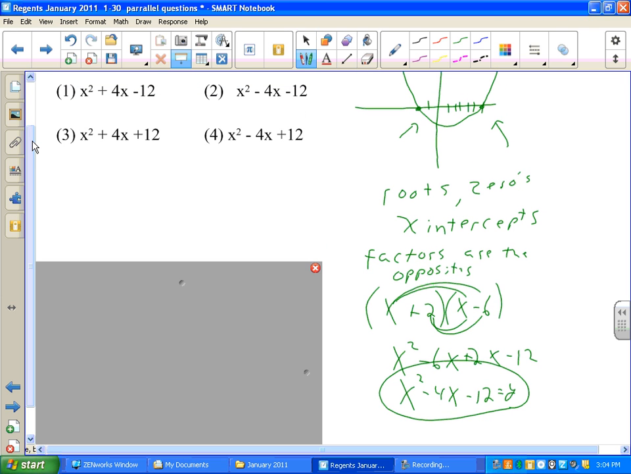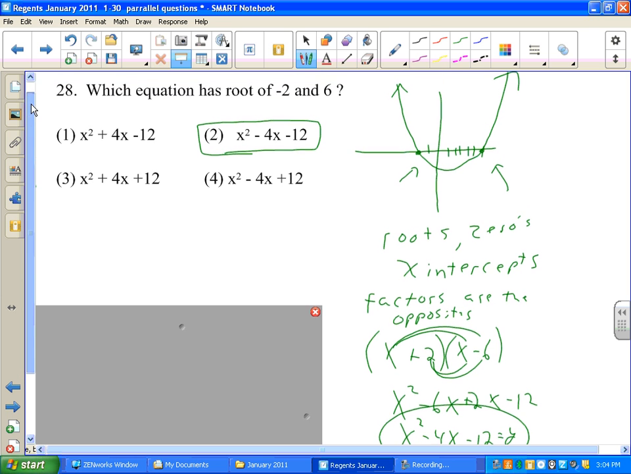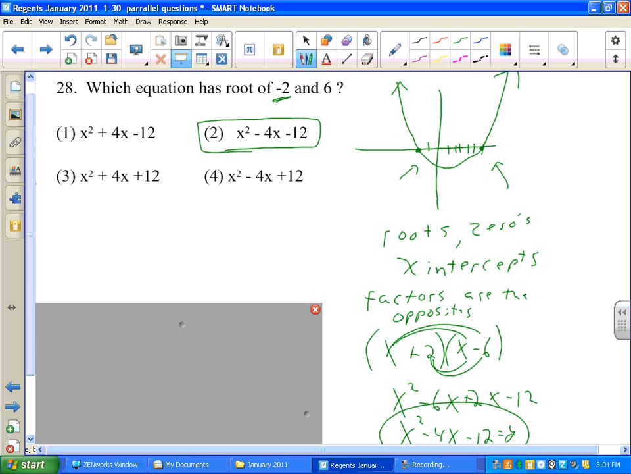We want a -4x and a -12. What do you want to do to check this? Type it into your graphing calculator and make sure that it crosses the x-axis at -2 and +6. Let's look at number 29.